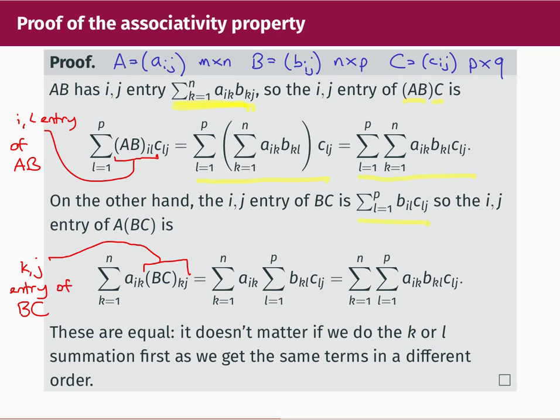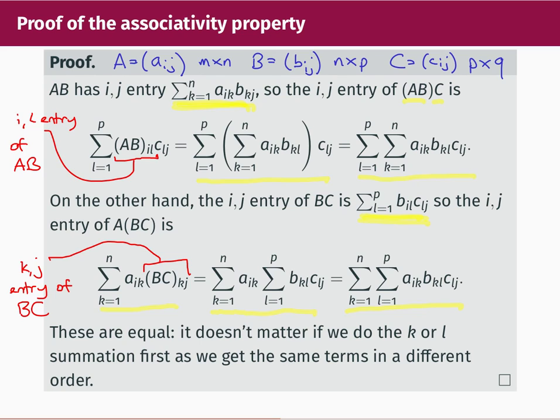Okay, so let's substitute into this formula here the KJ entry from BC obtained by looking at our formula for the entries of B times C. So if we do this, we get a summation in here, and if we just multiply that AIK through the sum, then what we would have is the sum from K equals 1 to N of the sum from L equals 1 to P of AIK, BKL, CLJ.